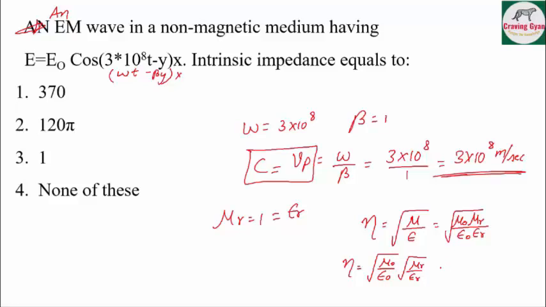What is the value of mu naught divided by epsilon naught under root? It equals 120 pi. And mu r and epsilon r, what is the value? I am taking it as 1. So the value you will be getting is 120 pi or 377. So the suitable option that is going to follow is option 2 is correct.